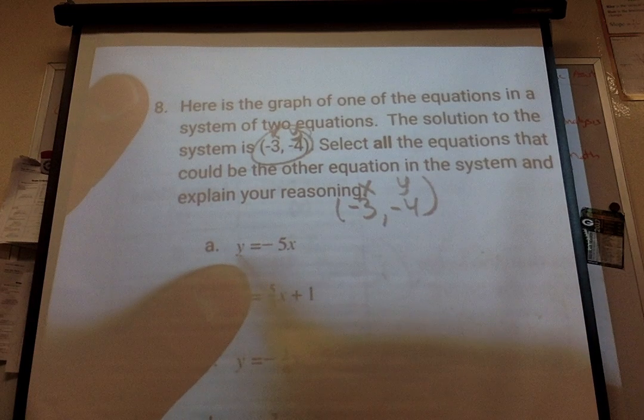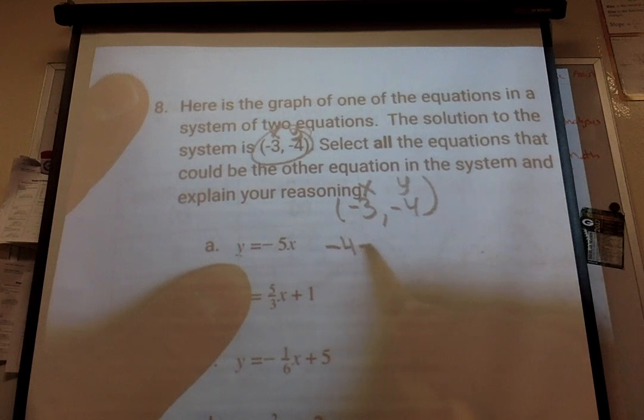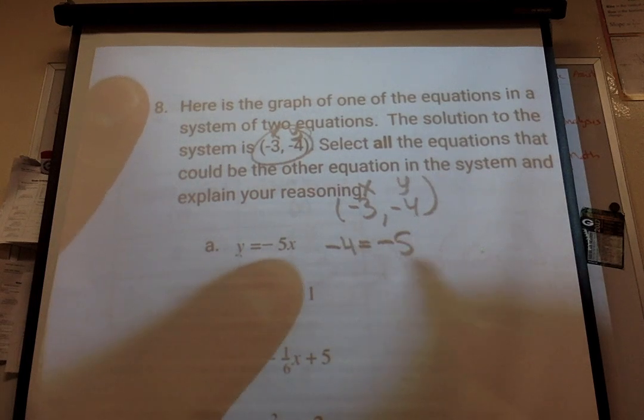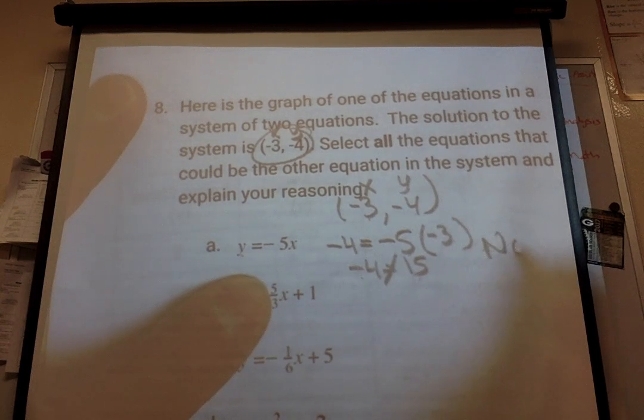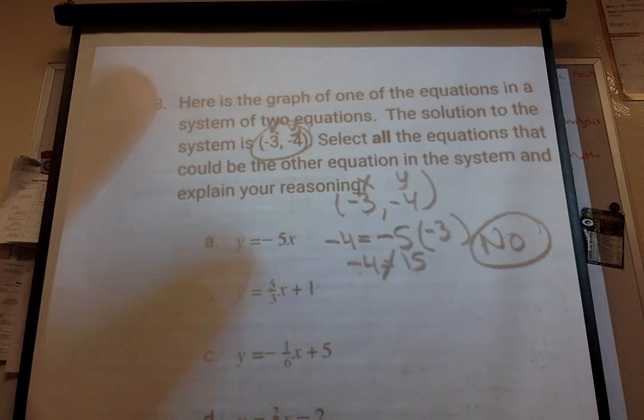So y equals, so -4 equals -5 times our x. Our x is -3. So -4 equals -5 times -3, which is +15. Does -4 equal 15? Nope. So the first one does not work. So that's one way to do it. All right, let's try another way.